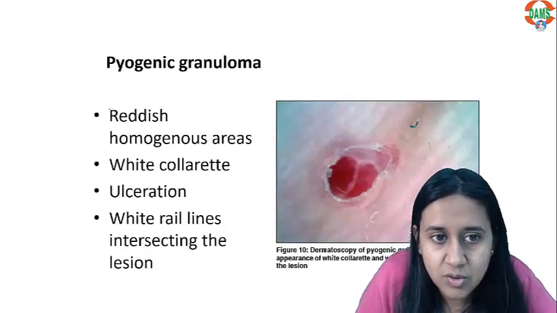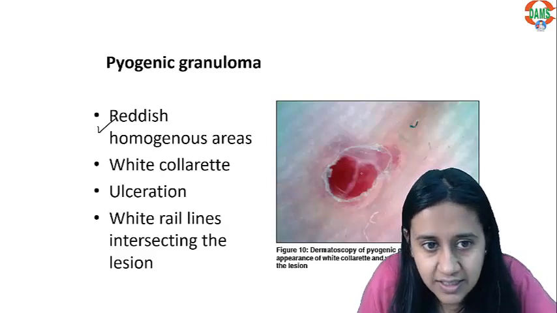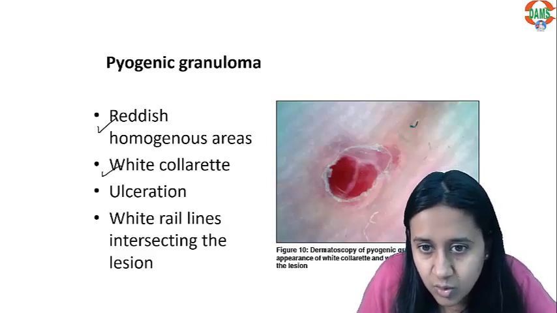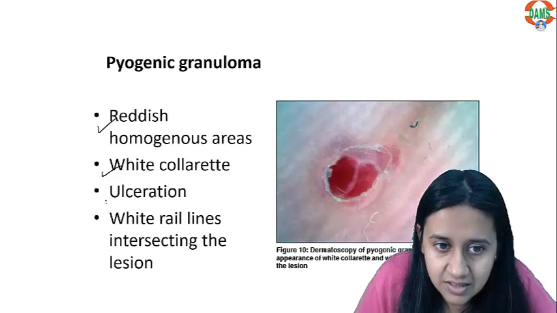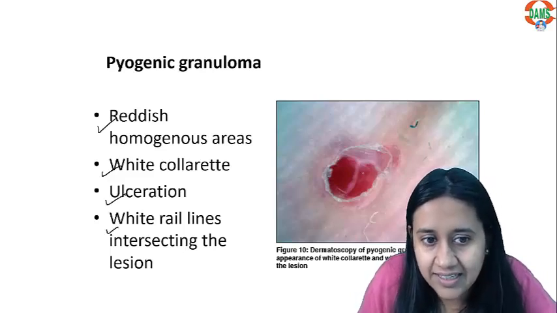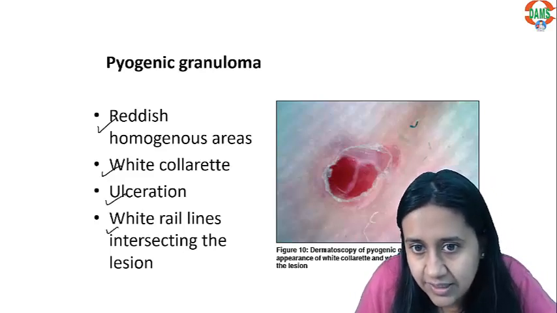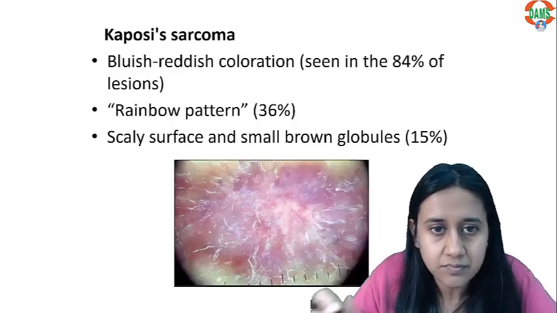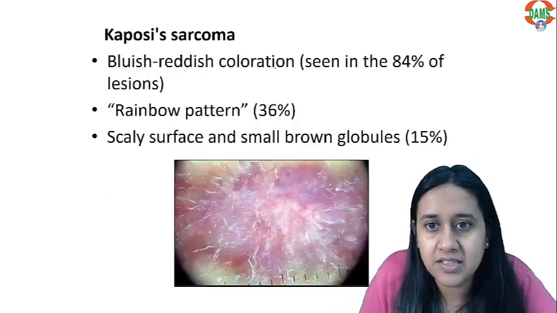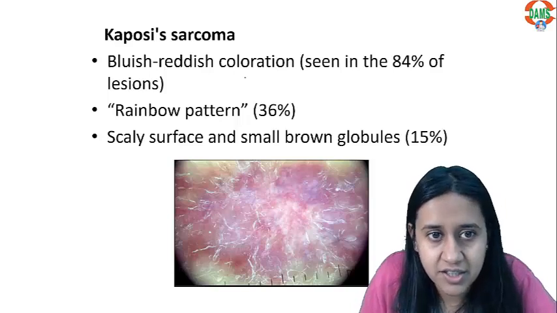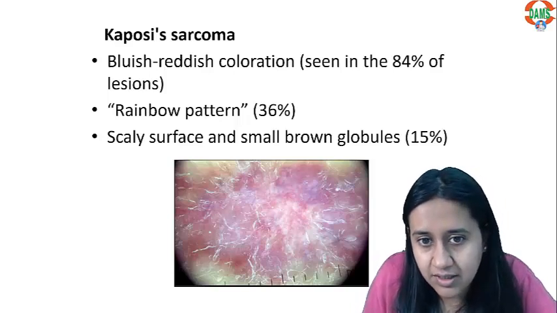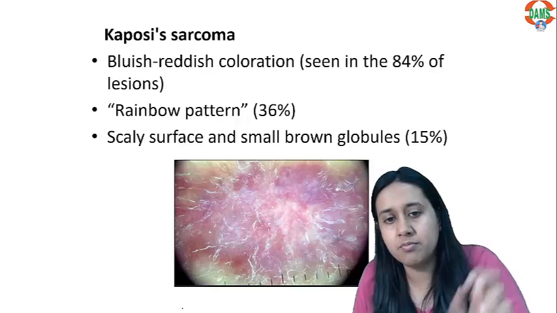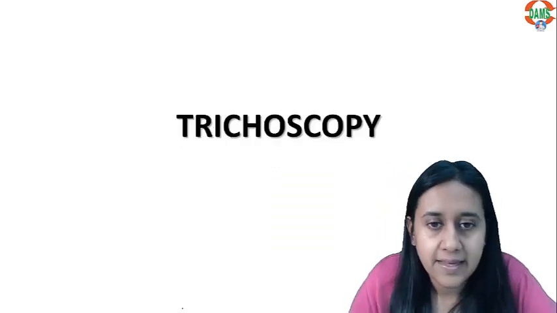In pyoderma gangrenosum, reddish homogeneous area, you can see a white collarette surrounding this, ulceration, and white rail lines intersecting the lesions. Can you see this white rail line? This is very classical. Kaposi sarcoma has a bluish red coloration, rainbow pattern. Can you see it looks like a rainbow? And the surface shows small brown globules.